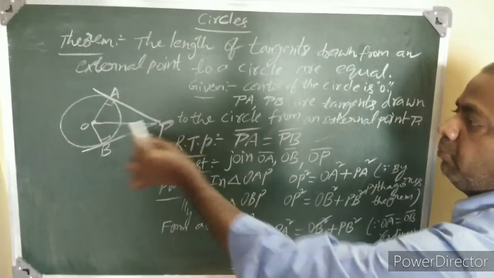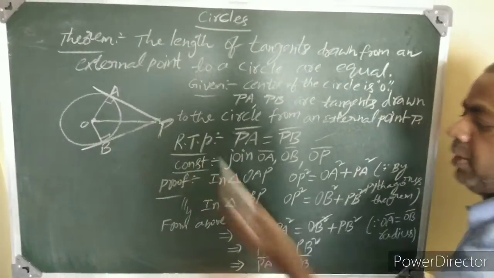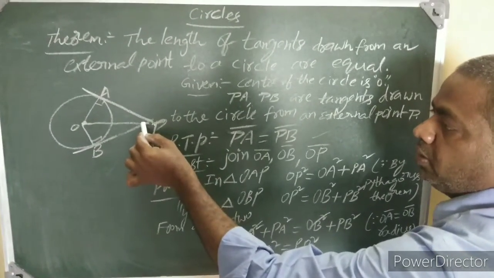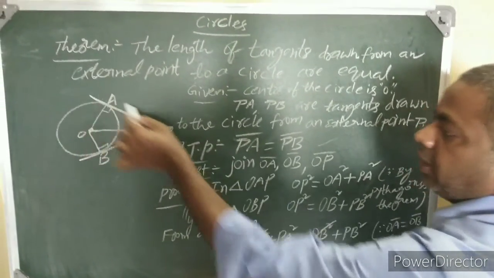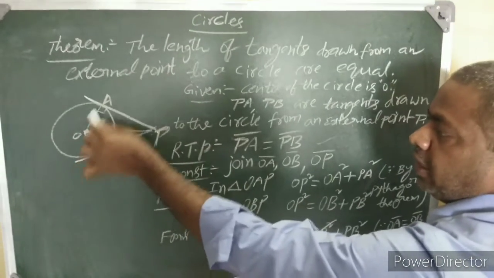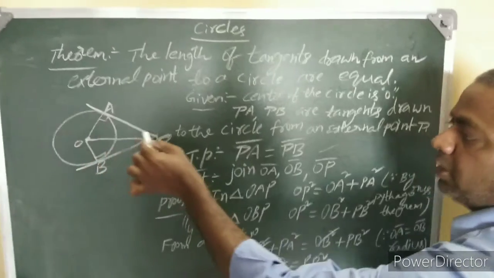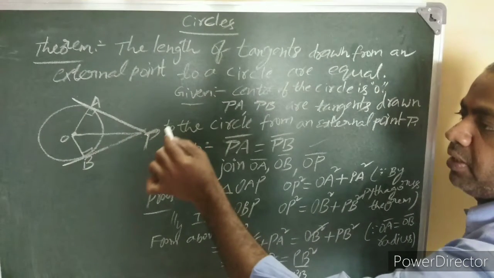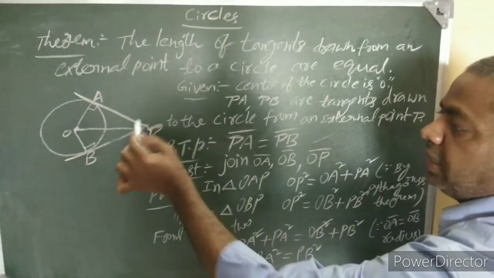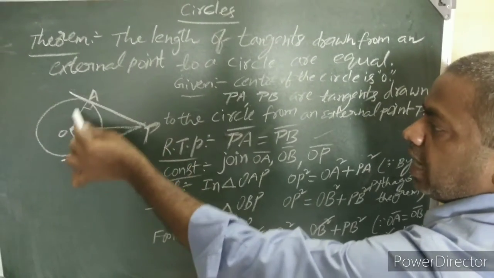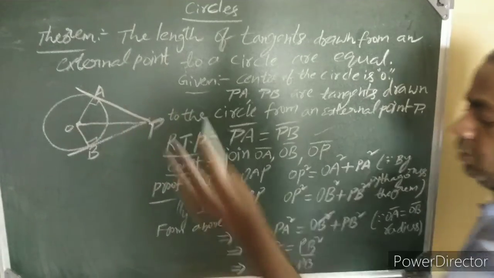What is the upper triangle name? In triangle OAP, you know that OA is perpendicular to AP, because this is the radius and this is the tangent. Radius is always perpendicular to the tangent. That's why this triangle is a right angle triangle. So in right angle triangle OAP, how to think it?